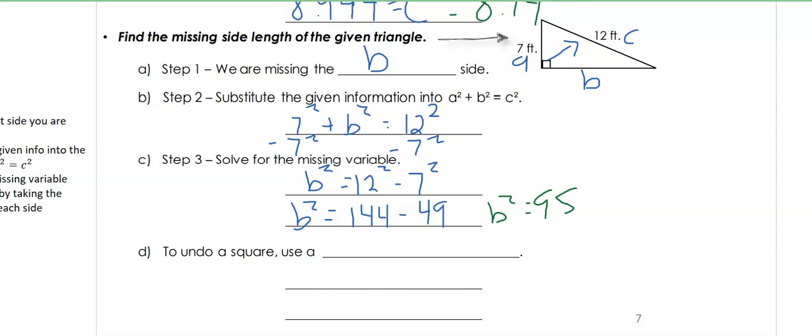So to undo a square, we use the square root. So I have b squared is equal to 95. Take the square root. I would have that b is equal to 9.75.